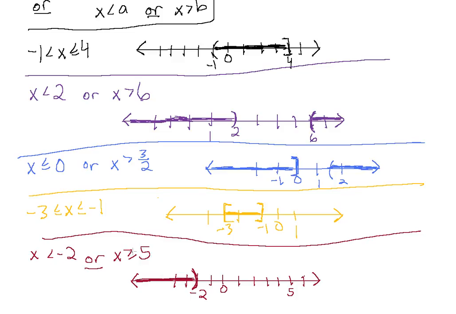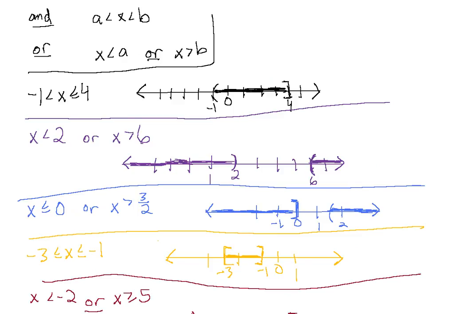Now we want all the values that are greater than or equal to 5. We're going to shade all the values to the right of 5, but we're going to include 5 in our solution set, so we'll put a bracket here and shade to the right. All right, so once we get an understanding of what's going on here, there's really not much to these problems. All right, let's do another one.